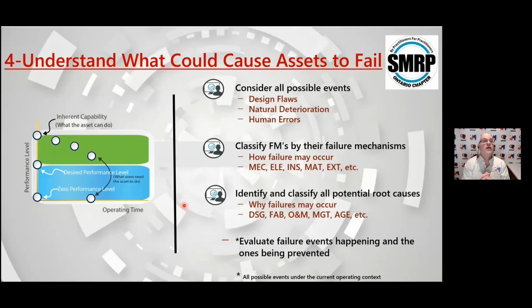Things also break by wear and tear. There are also management types of things. We don't have the right procedures. We don't have the right tools. We don't have the right training. So don't just assume that everything is going to fail by age.